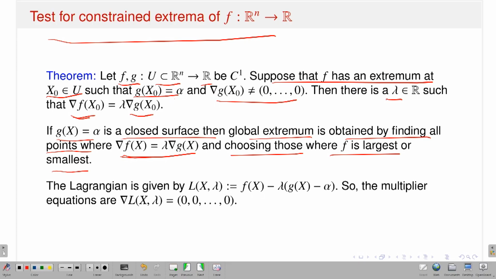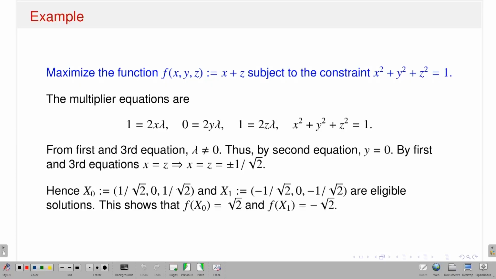Or in terms of the Lagrangian, the Lagrangian is given by L(x, lambda) equals f(x) minus lambda times (g(x) minus alpha). The multiplier equations give you a system of equations, and you have to solve in terms of x and lambda. Once you have the possible solutions, ignore the lambda, take the possible points x, and analyze whether the extremum exists or not. Okay, one example I have given.